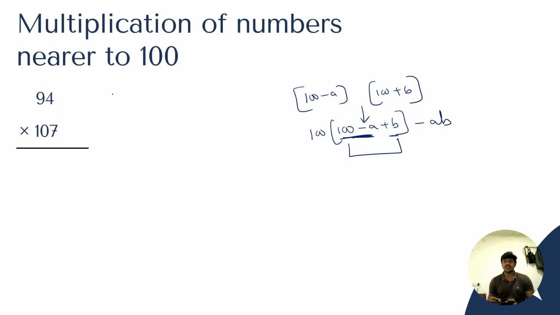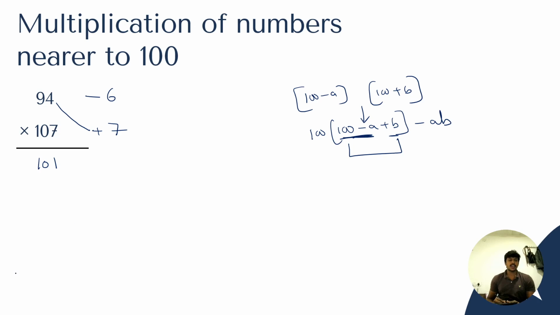So the first step is going to be exactly the same. This number is 6 less than 100 and this number is 7 more than 100. Then you are going to take the cross sum or cross difference based on the signs. You can take 94 plus 7 or 107 minus 6. So both will give you exactly 101.